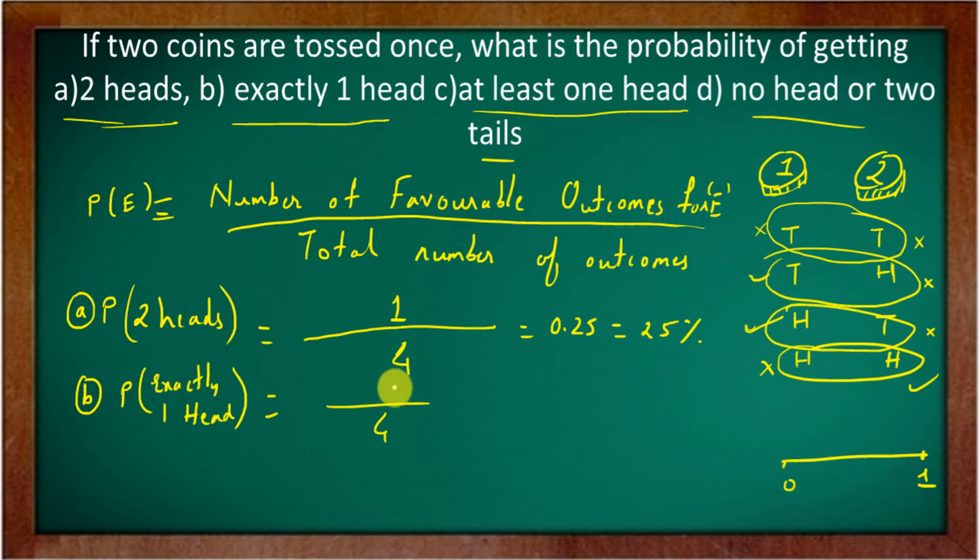1 and 2. So this will be 2 divided by 4. This will be 1 divided by 2, and this will be 0.5, which can be 50%.